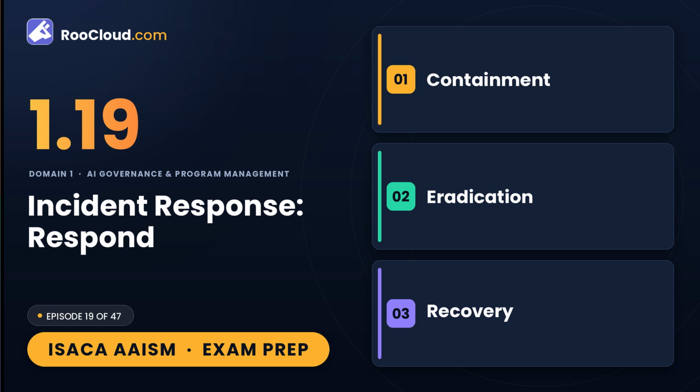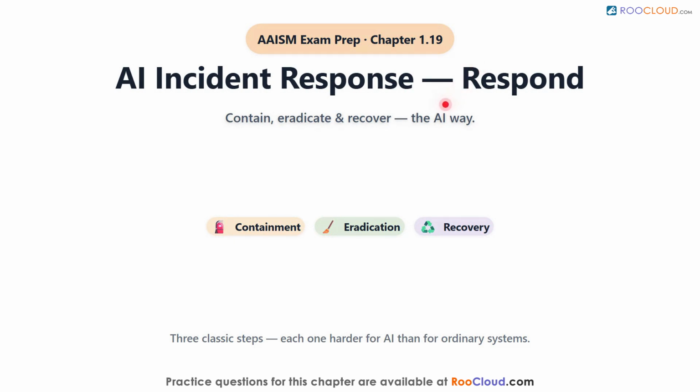Welcome to Domain 1, Section 1.19, the Respond Phase of AI Incident Response. In this session, we will work through the three classic response steps: containment, eradication, and recovery, and see why each one is harder for AI than for ordinary systems.